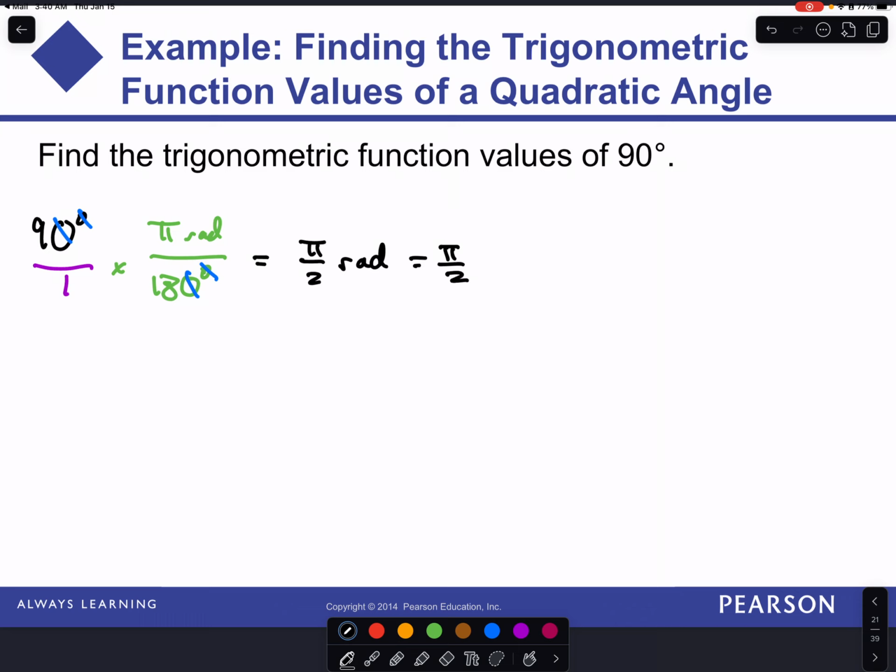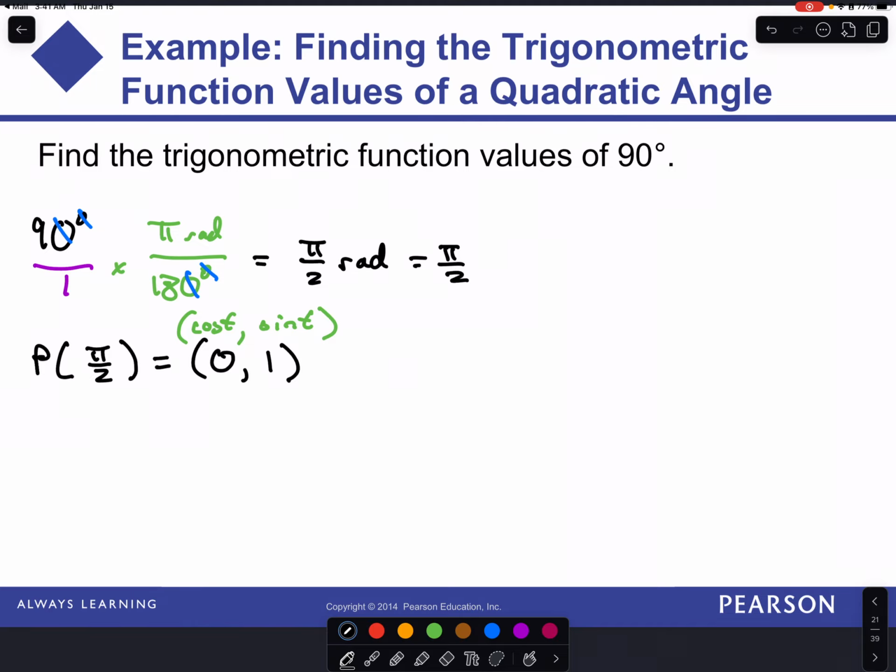Now, when we consider p of pi over 2, that's like our 90. So that means that's going to be associated with the ordered pair 0, 1, right? Because we're up at the top. So 0, 1. Keep in mind, this corresponds to our cosine of t, this corresponds to our sine of t. Okay.